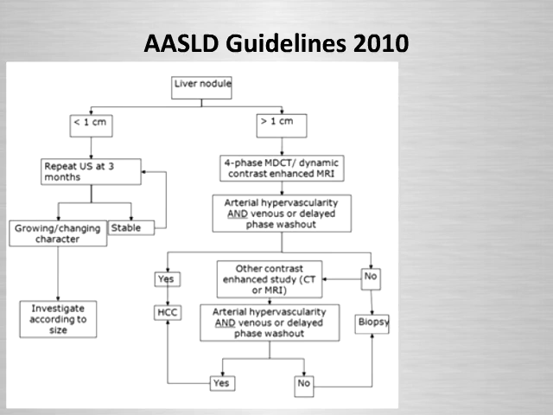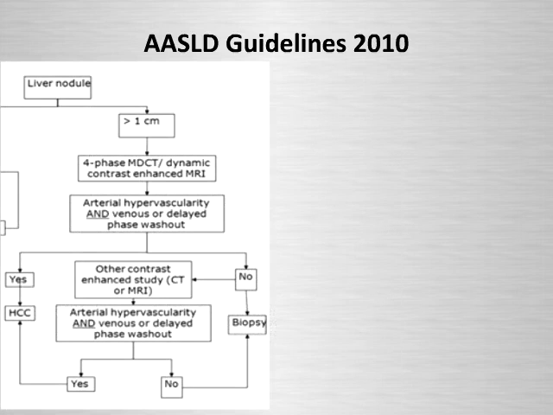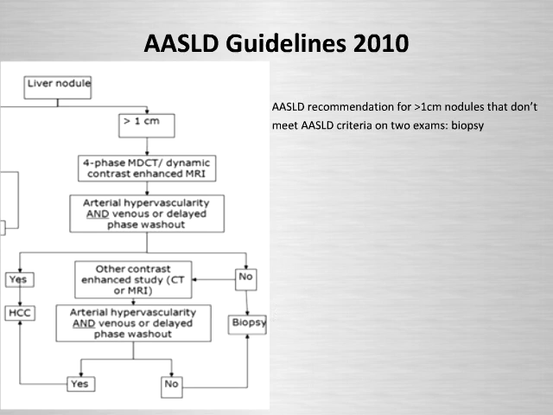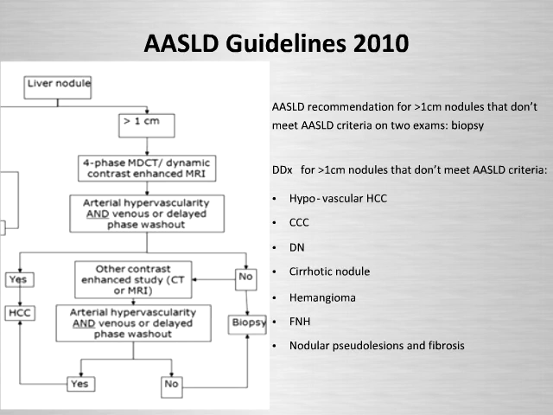Now let's see how this manifests itself looking at the AASLD guidelines. So let's focus on the left side of the AASLD guidelines. A lesion has been detected, it's bigger than a centimeter, and now a CT or an MRI is done. Now, if you look carefully at this algorithm, you will see that any lesion that is detected that does not have both arterial hypervascularity and venous phase washout eventually falls into the biopsy category. Well, what's the problem with that? Well, here is the differential diagnosis for lesions that might be seen in the liver that do not meet these AASLD criteria for HCC. So here's the differential diagnosis.